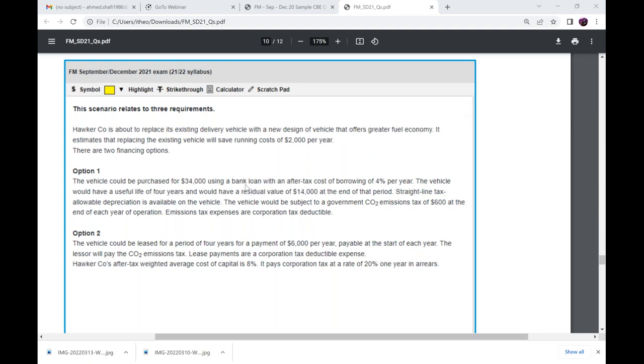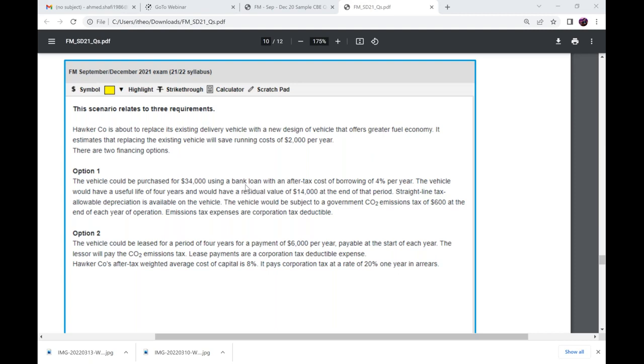So Hawker Company is about to replace its existing delivery vehicle with a new design of vehicle. It estimates that replacing the existing vehicle will save running costs of 2,000 per year. So the company plans to replace its vehicle. There are two financing options.